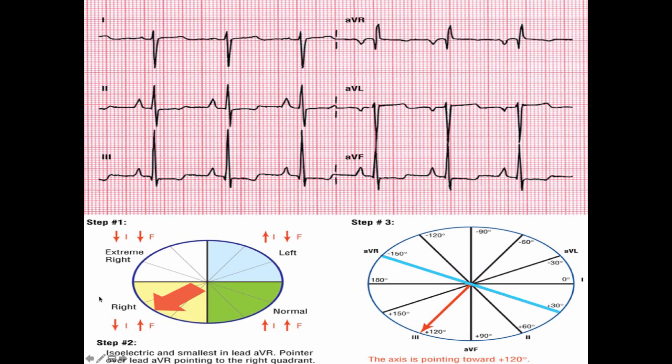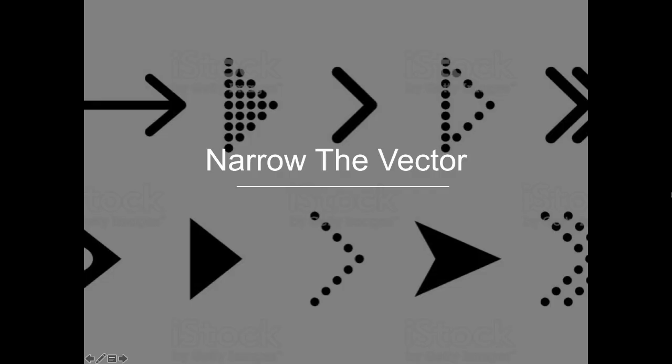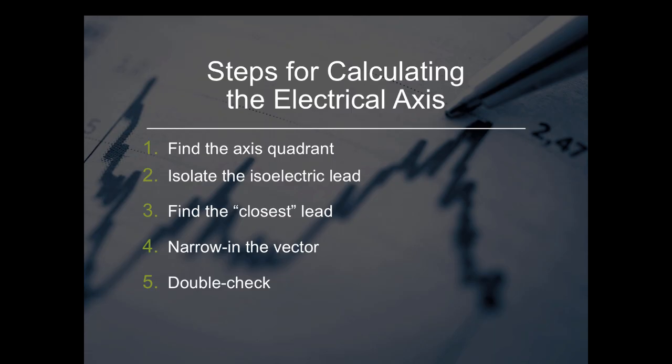Example 2, I went down because we picked the right axis quadrant. But in example 3, same isoelectric lead, but I'm going up because we picked the left axis deviation quadrant. So I'm going up. Again, this is at a perpendicular angle, so we end up at negative 60 degrees, and then we're ready to kind of play a little bit. So now let's narrow in our vector a little bit, right? So we found the big broad quadrant. We found the quadrant. We found our isoelectric lead. We found that closest lead.